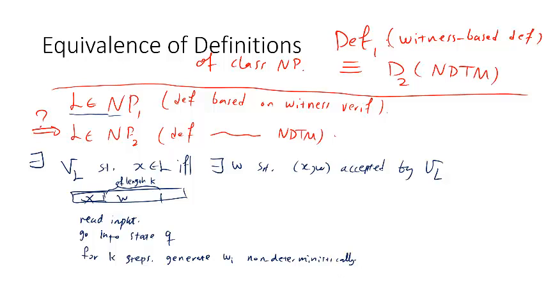And by generating non-deterministically, I mean that when you go to a state Q0 or Q1, you would write 0 or 1 on the tape somewhere. And then in every step, you have the choice of which direction to go. At the end of k steps, W is generated, and then we just run the verifier over this witness that we generated.